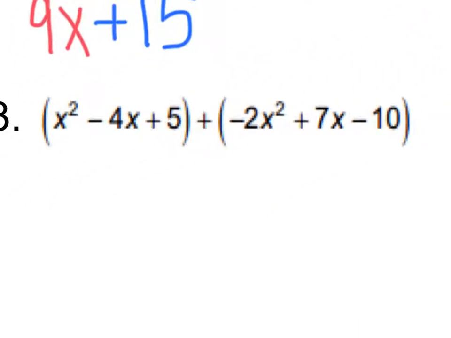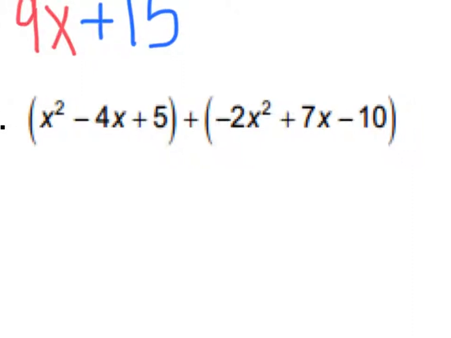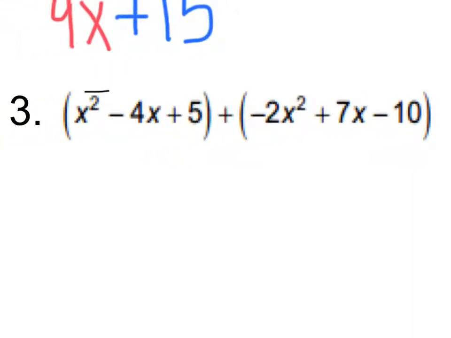A little bit longer of a problem. So again, it's just a matter of looking for like terms. Remember, like terms is not just the same variable. That same variable also has to have the same exponent. So the first one I see, since we have the plus in between, is I have an x squared and a negative 2x squared. So that's going to make a negative 1x, or just negative x.